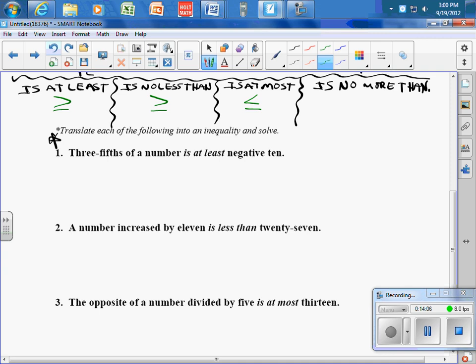And same thing with is no more than. If it just said more than, that would be the greater than sign. But that's not what it says. It says no more than. It can't be more than. What can it be? Less than or equal to.